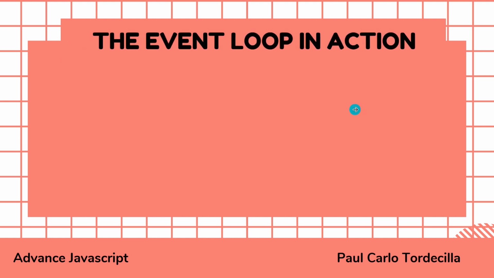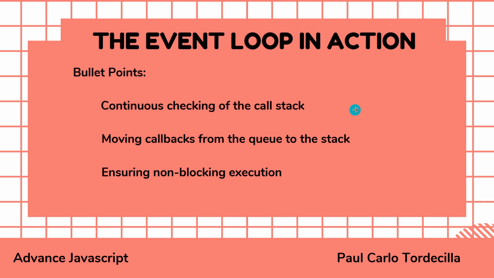The event loop in action. Here's how the event loop works. It continuously checks the call stack to see if it's empty. If the call stack is empty, the event loop takes the first callback from the callback queue and pushes it on the call stack, effectively executing it.